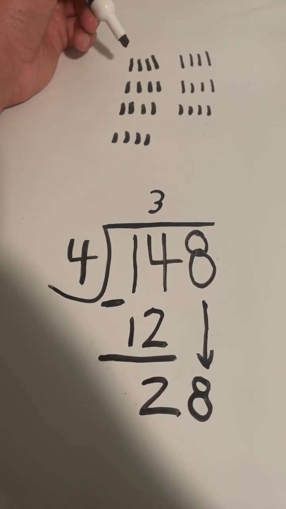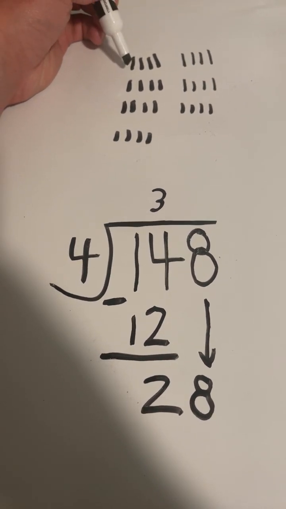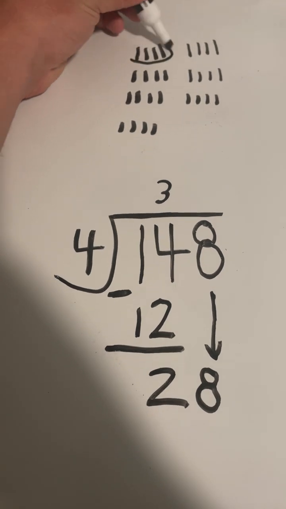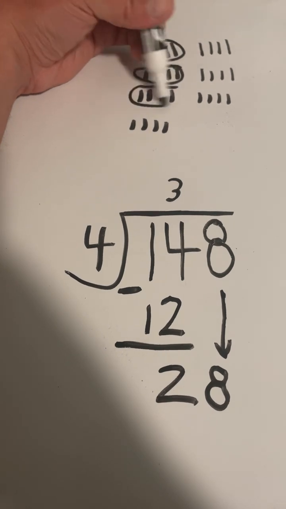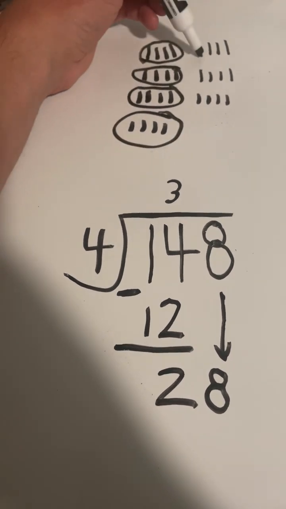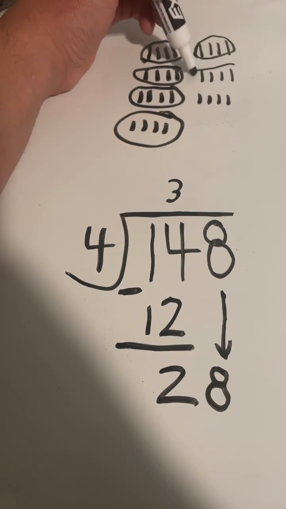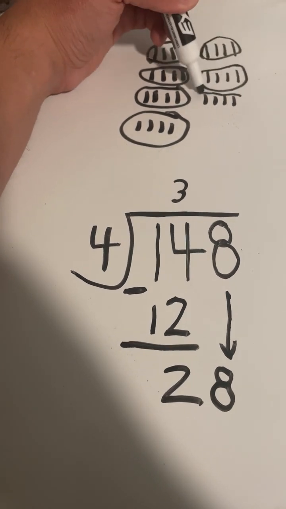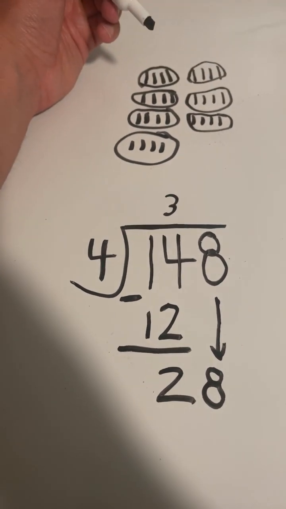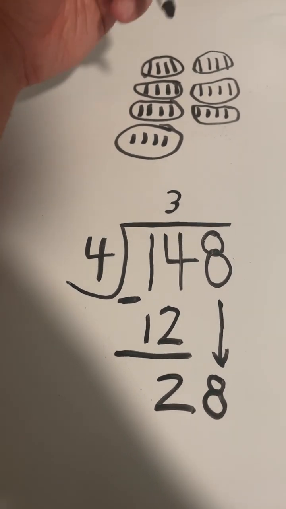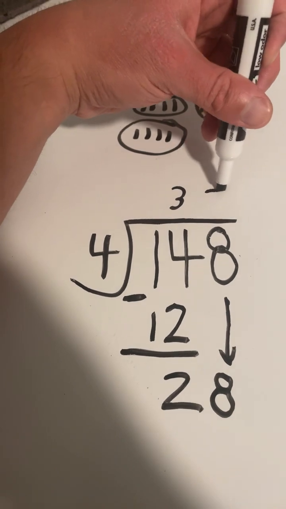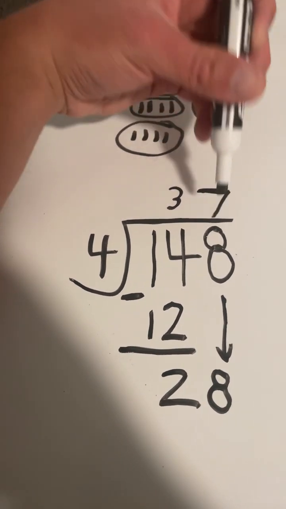But now I'm going to draw a circle around each group of 4, figure out how many full groups of 4 I have. 1, 2, 3, 4, 5, 6, 7. So I was able to get 7 groups of 4. 4 goes into 28 7 times. There is no remainder.